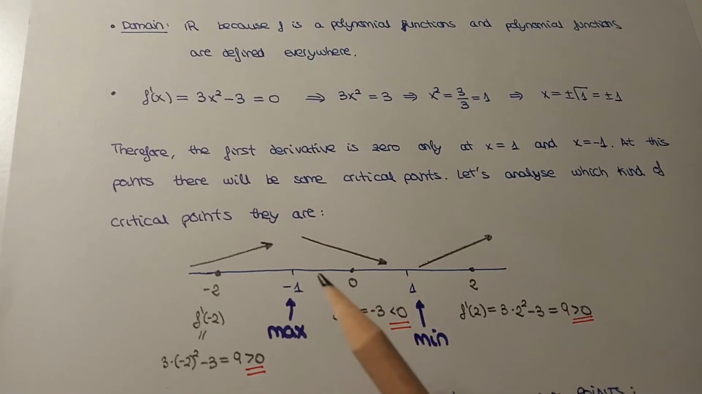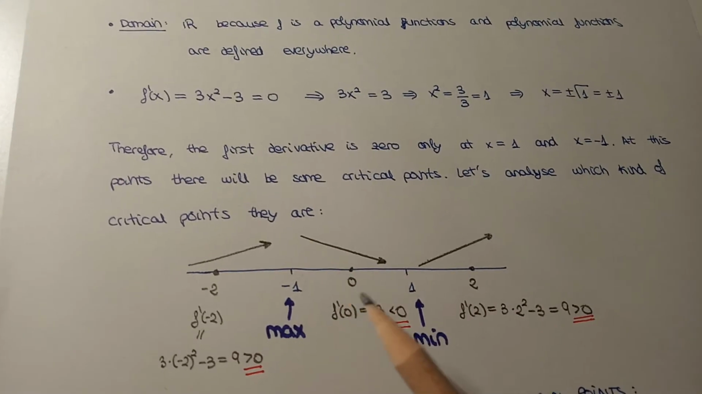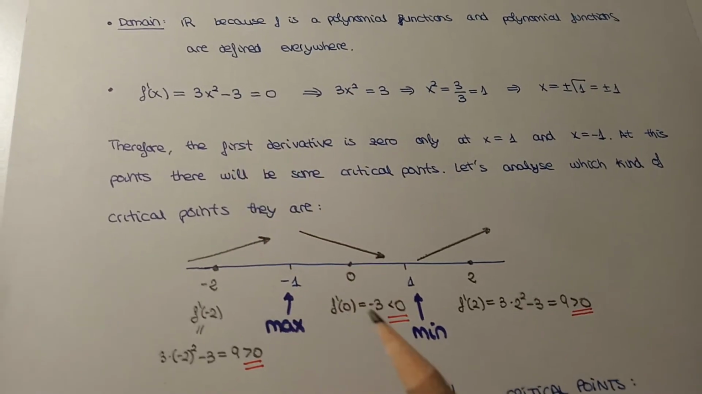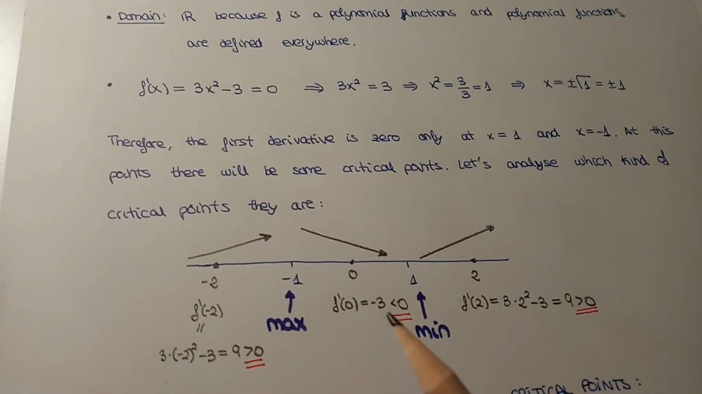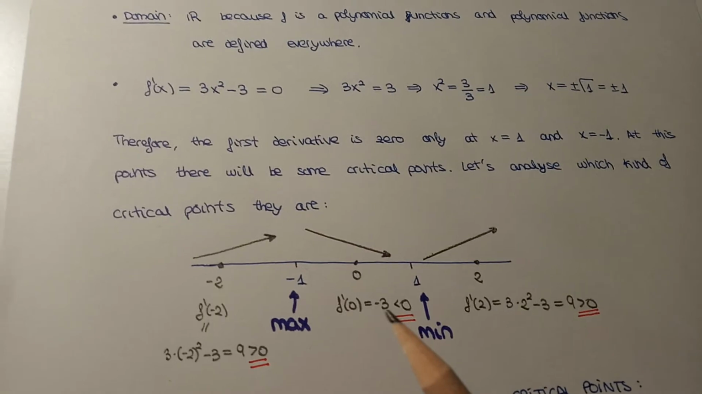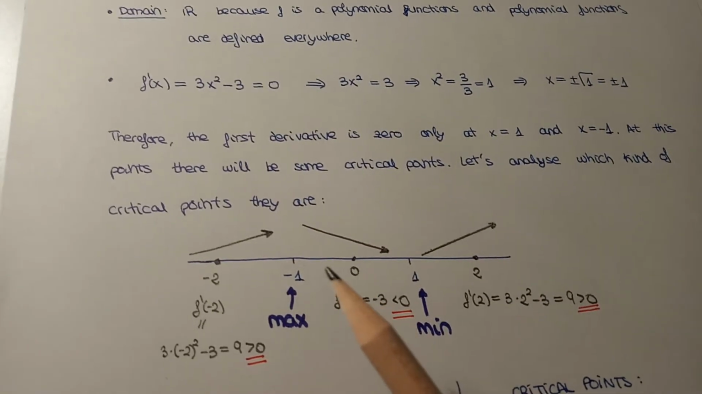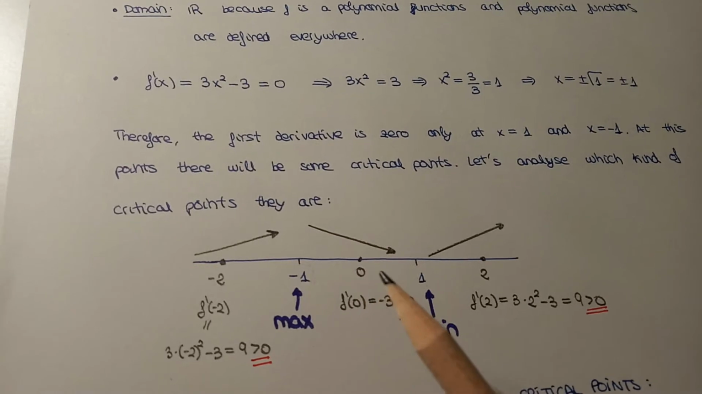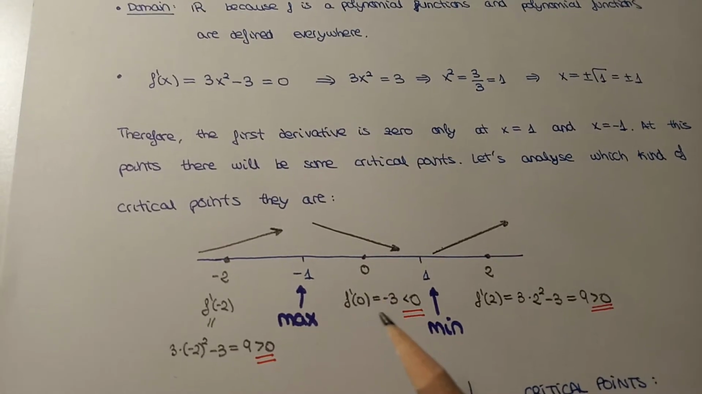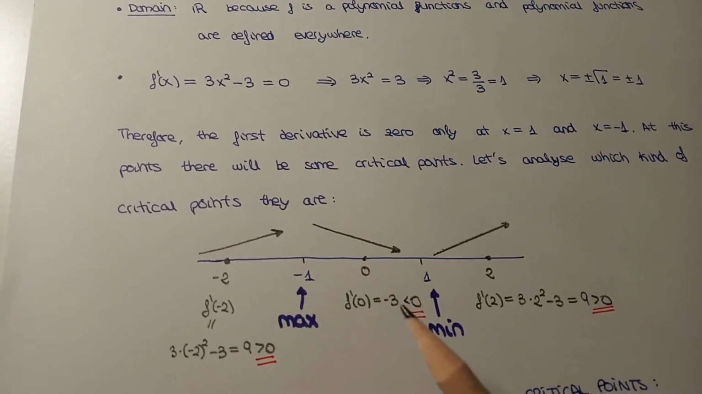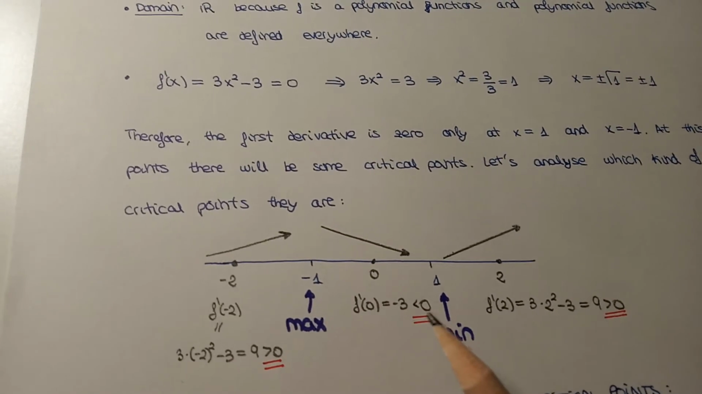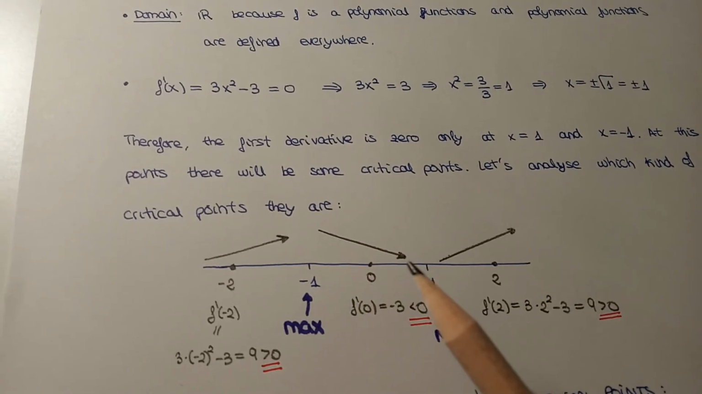Then in between, I've chosen the value 0. You can choose any. Replacing 0 in f prime, it's minus 3, so it's negative. Again, it doesn't matter which value. If you choose 0.2 and replace it in the derivative, I'm sure it's going to be different from minus 3, but it will again be negative, and that's what really matters, being negative or positive. So we make the arrow going down.